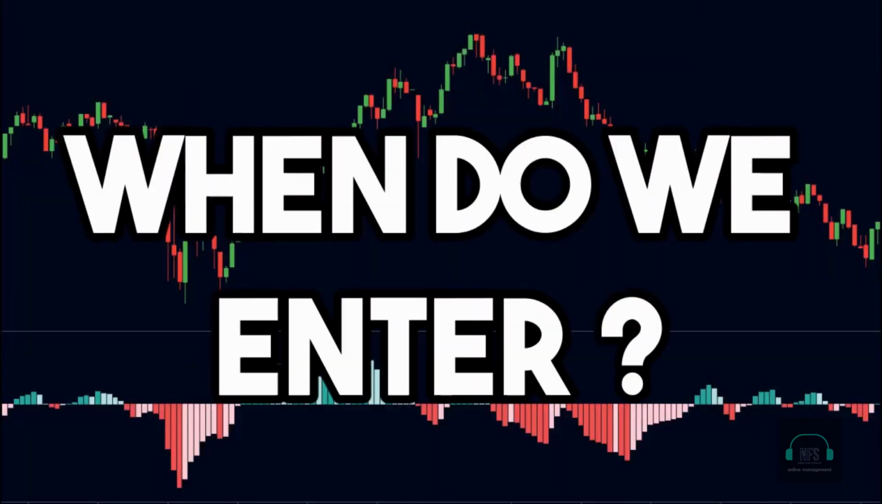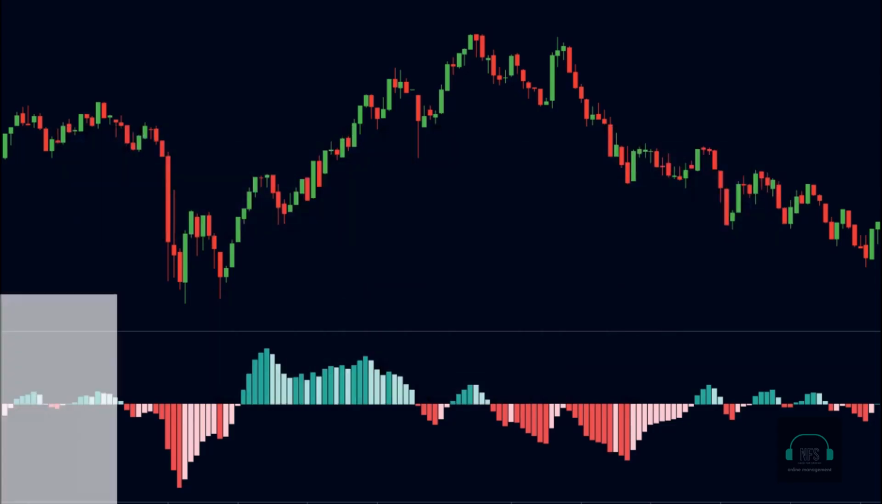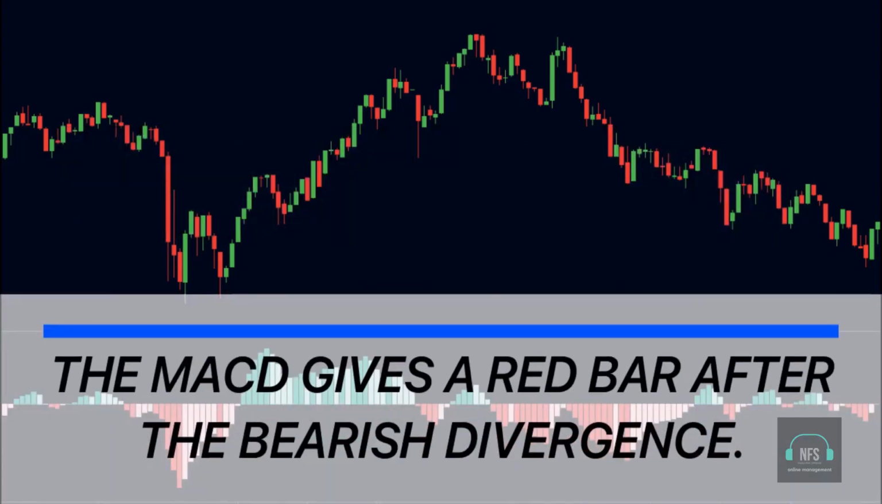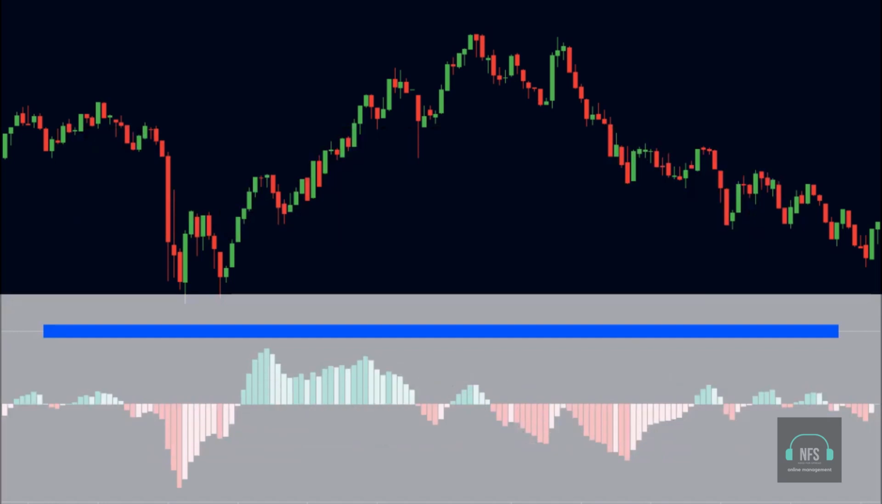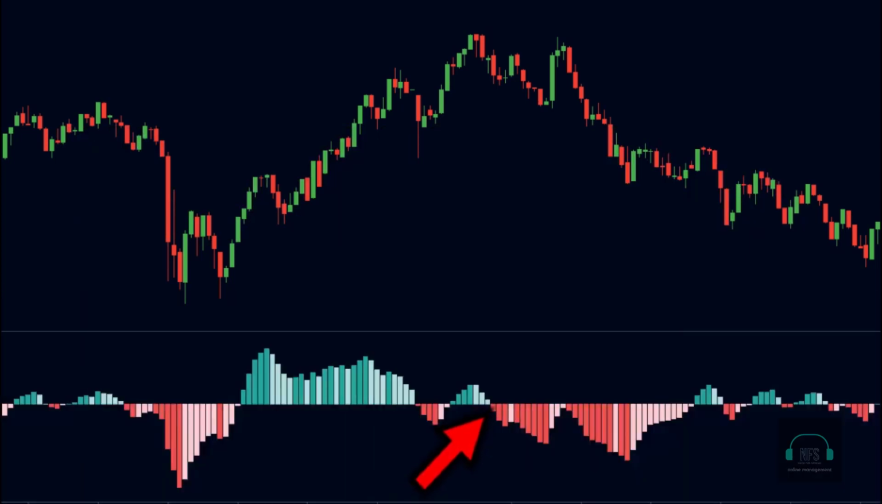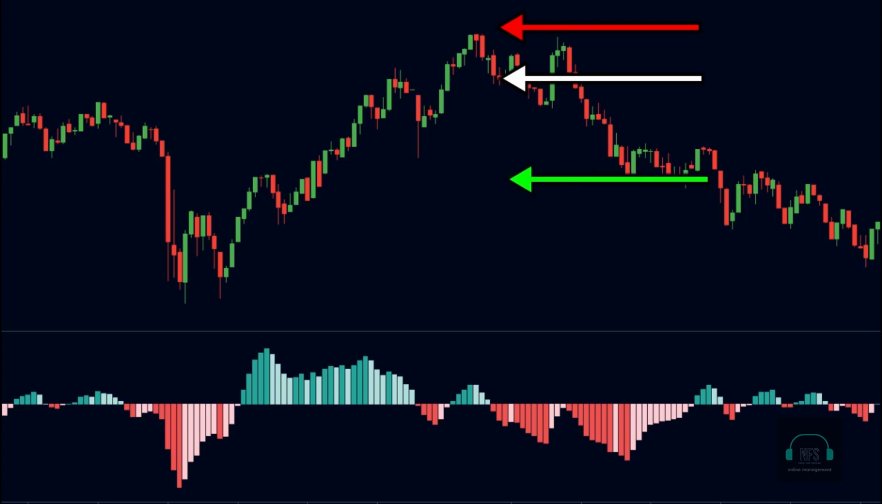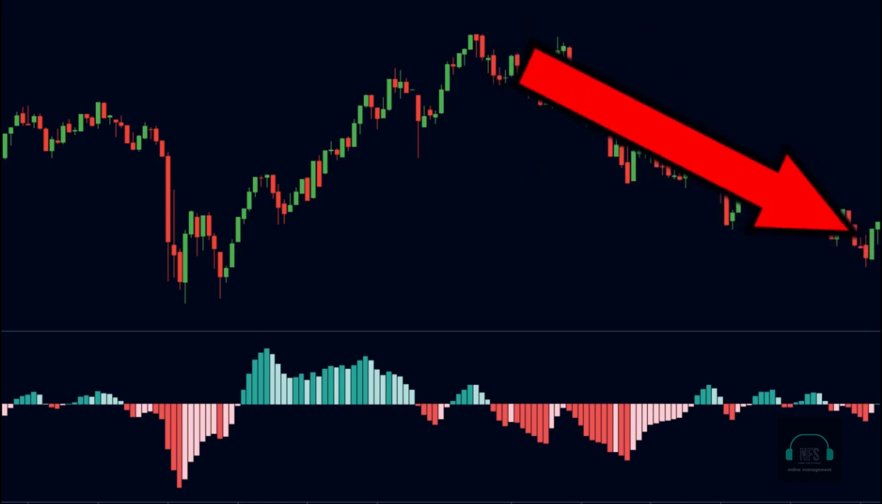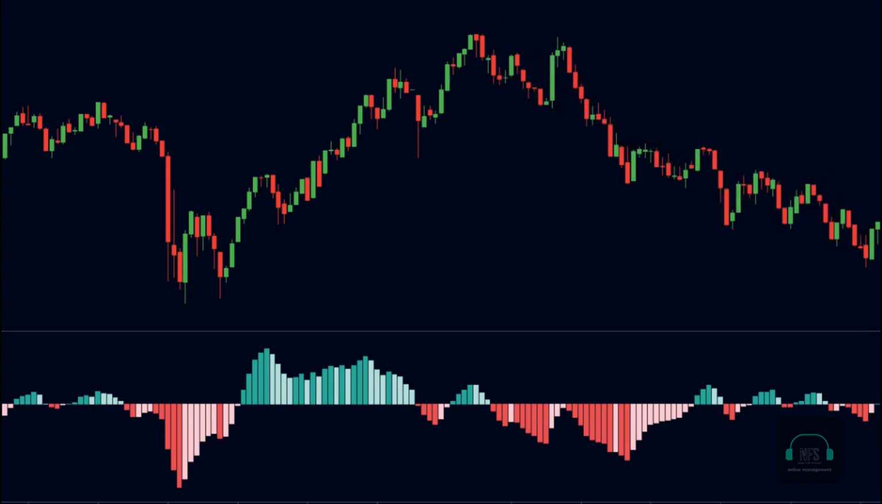But when do we enter the market? We will enter when the MACD gives a red bar after the bearish divergence. Here is the red bar, so we can enter the trade here. We can keep our stop loss above the previous high. We can place our targets at a 1.5:1 risk to reward ratio. As you can see, the price gave a strong down move after our entry.